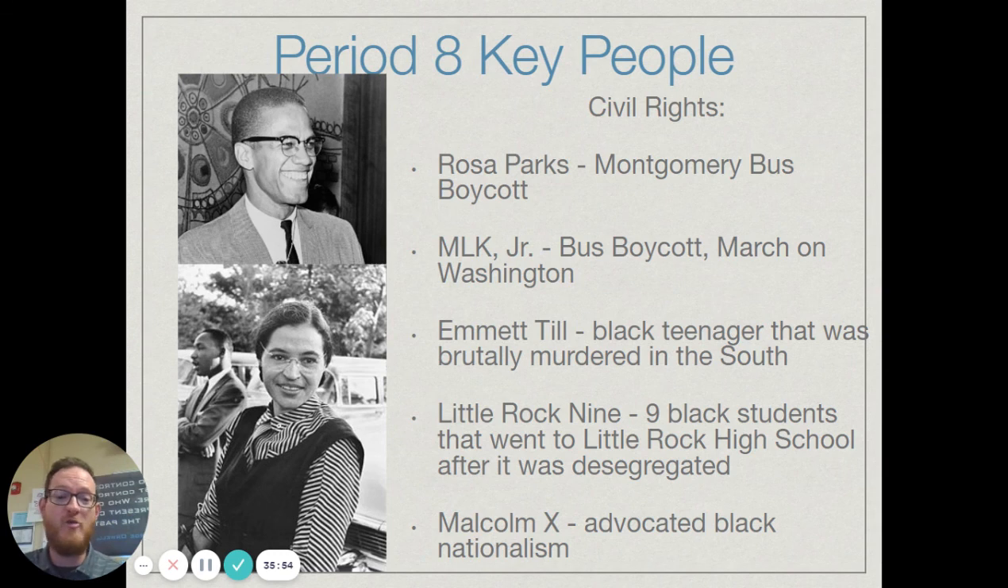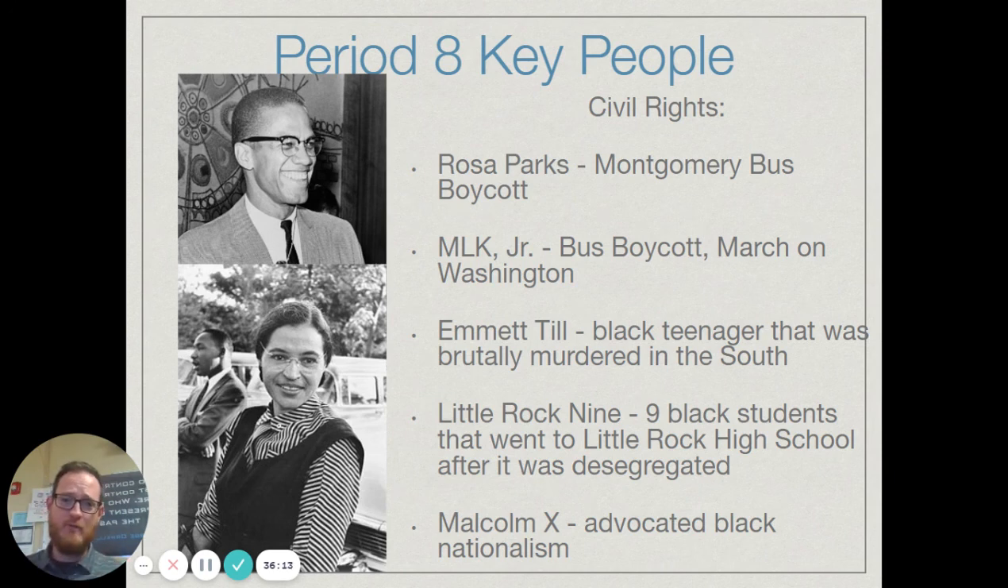Martin Luther King Jr., we have talked about him, but again, he's going to be very, very influential in the bus boycott that is going to happen and in the March on Washington. Emmett Till, we mentioned him when we talked about him in class. He is a black teenager who would be brutally murdered in the South for allegedly whistling at a white woman.